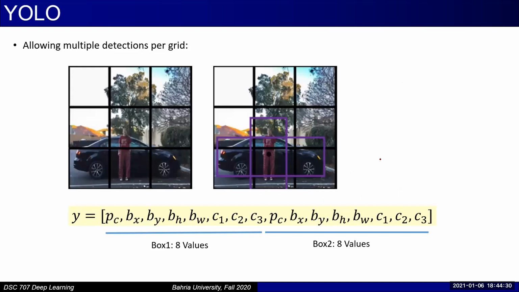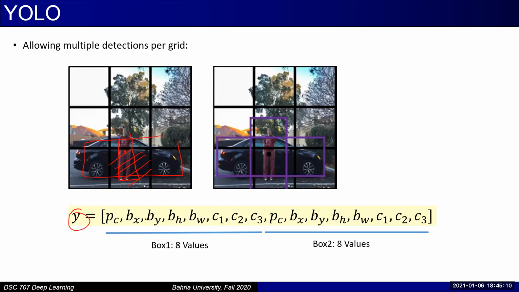Okay, now let's see what I need to change if we need to allow multiple detections per grid cell, right? For example, in this case, if I draw the bounding boxes of the person as well as the bounding boxes of the car, you see the centers will be falling in the same grid cell. Now this grid cell is responsible for detecting two objects, but in the version that we have seen, we can only detect one object per grid cell. Now if we want to allow multiple detections per grid cell, we need to change the way we are labeling data, right?